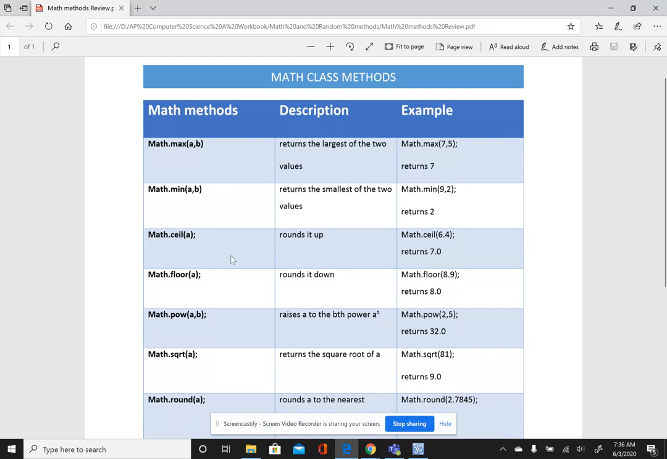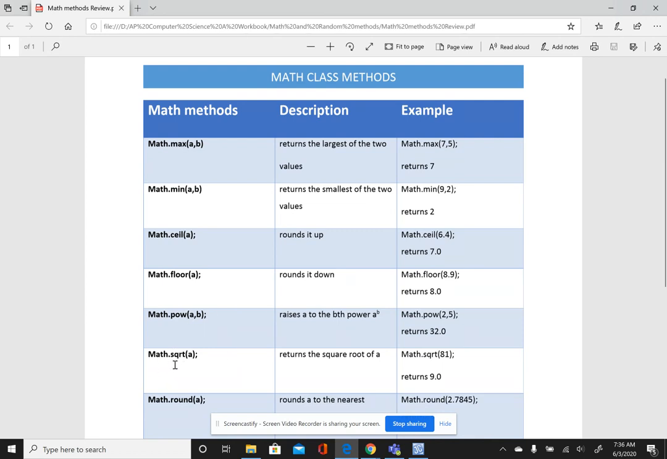Math.ceil rounds up whatever argument you have. Any decimal number is between two integers. The highest value is called ceil, and the lowest is called floor. We're going to have an example in a minute. And then we have pow. Pow stands for power. So basically it returns the exponent, a to the power of b.